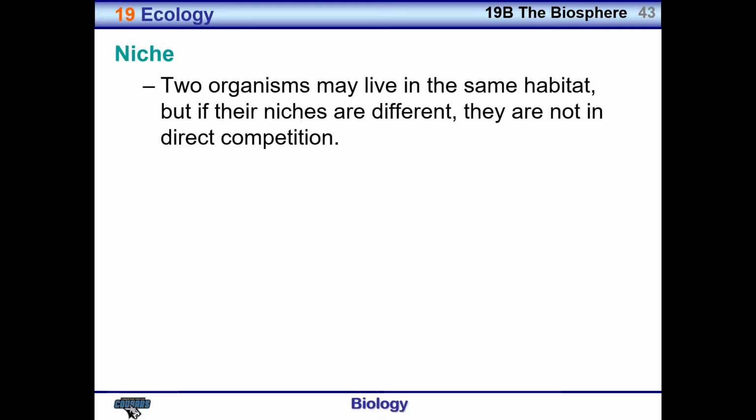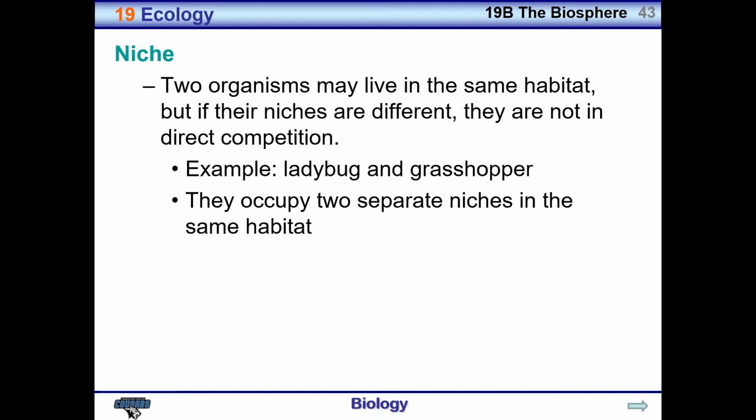Two organisms may live in the same habitat, but if their niches are different, they are not in direct competition. For instance, like a ladybug and a grasshopper, they live in the same habitat, but they're not in direct competition with each other. They occupy two separate niches in the same habitat. Okay, they're in the same habitat, but just different niches.